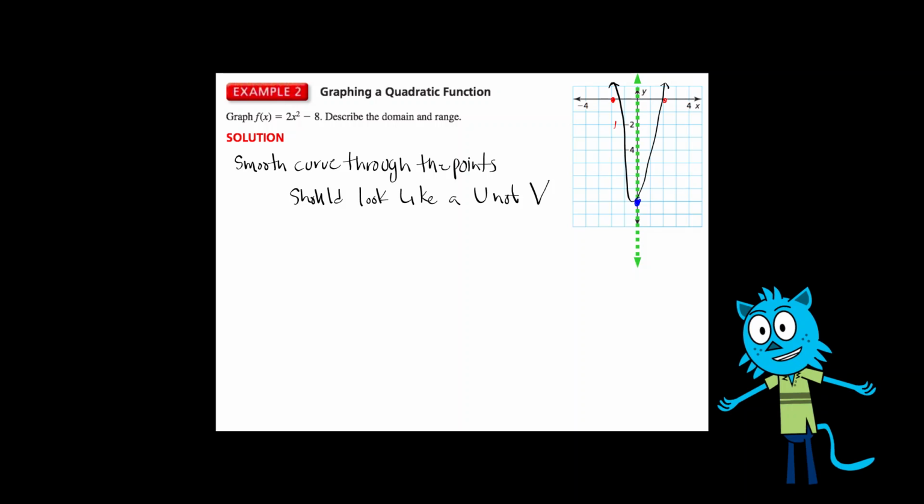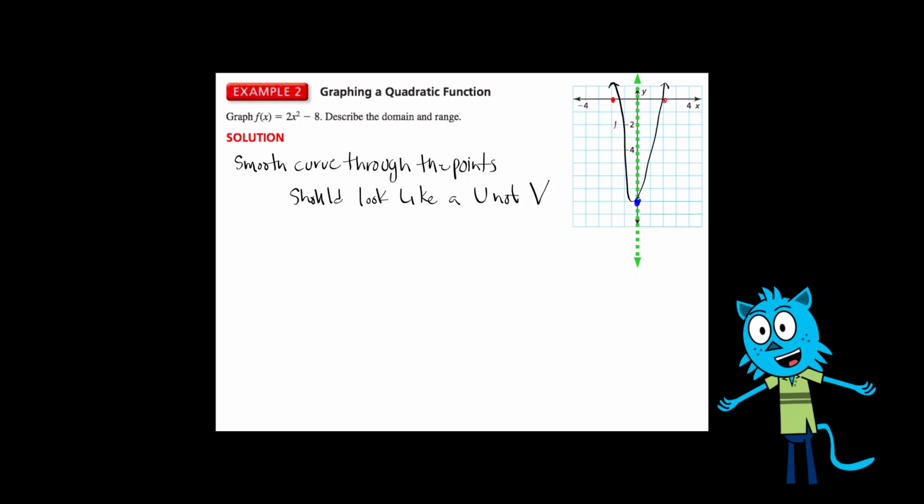Now all we have to do is draw a smooth curve, as smooth as you can, through those points. Yours might look a little bit different. It might in fact look a little bit better than the one I drew here. Something to keep in mind is that these are parabolas. They're in the shape of U's, not V's. So keep that in mind as you go through these examples.